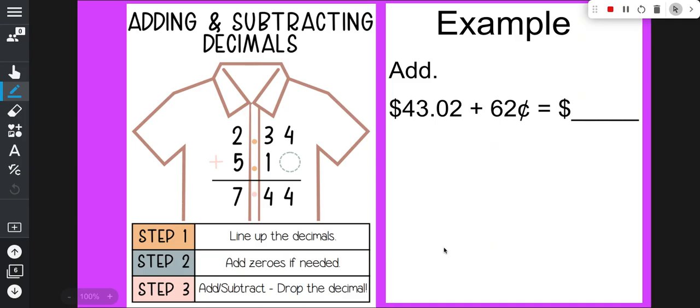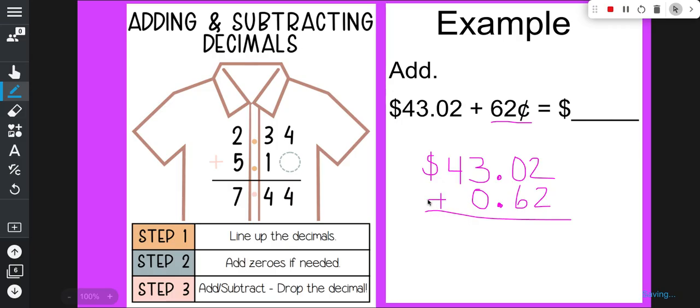The next one is adding or subtracting decimals. When we add or subtract decimals, we line up the place values. So we're going to really want to make sure we line up the decimals. If you look in our example over here, they kind of use that shirt method. So I always like to start with my decimal. Now, if I have $43.02, and then right here says 62 cents, I know that I have $0.62.